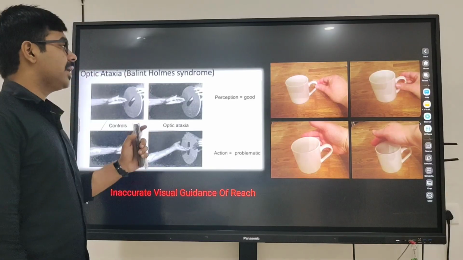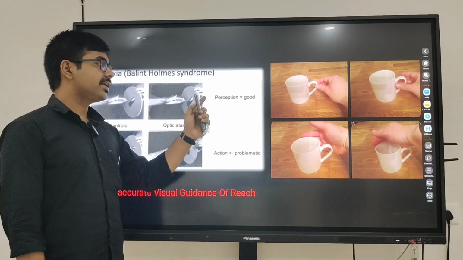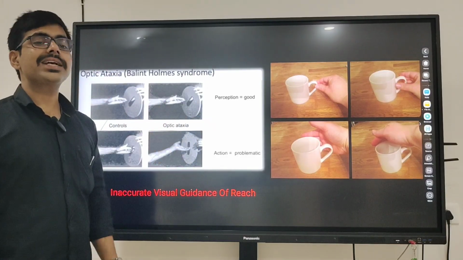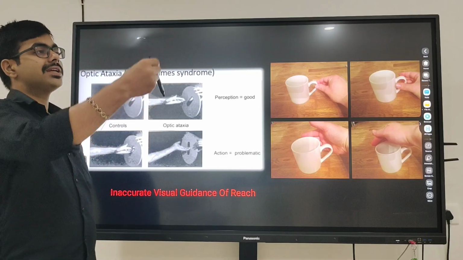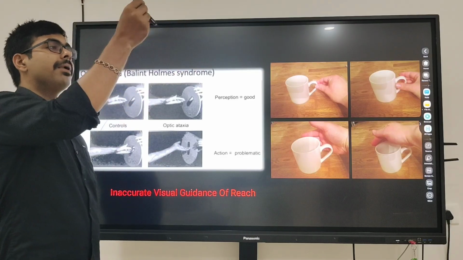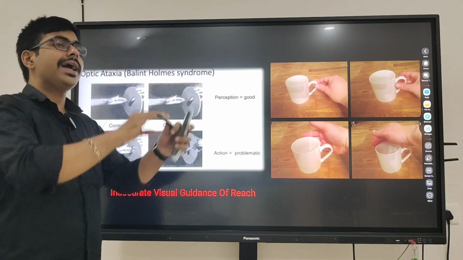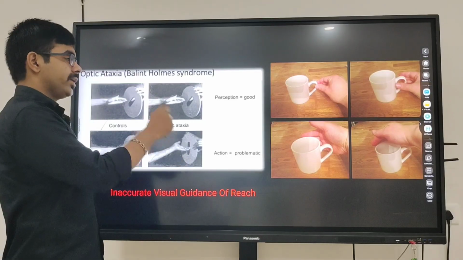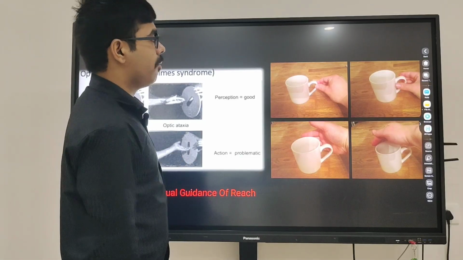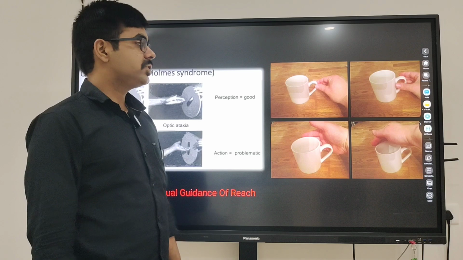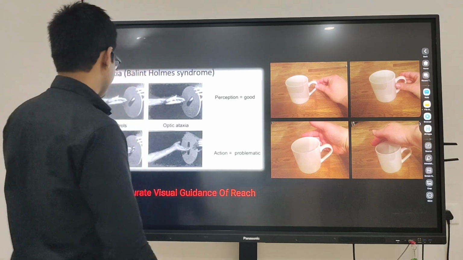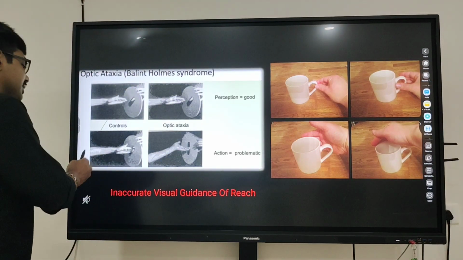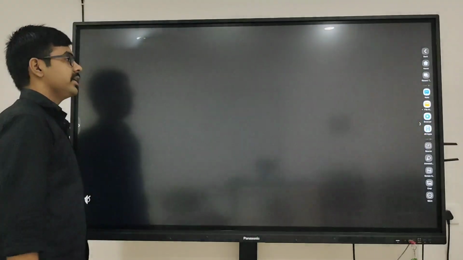That optic ataxia I have discussed. There will be a problem in the action; perception can be good, but there can be a problem in the action. So the child is able to process that the line is horizontal, but they will not be able to put it through the mailbox. We can check it with the help of the LEA mailbox. The grasping is very different for the optic ataxia patient. Optic ataxia basically means inaccurate visual guidance of reaching.